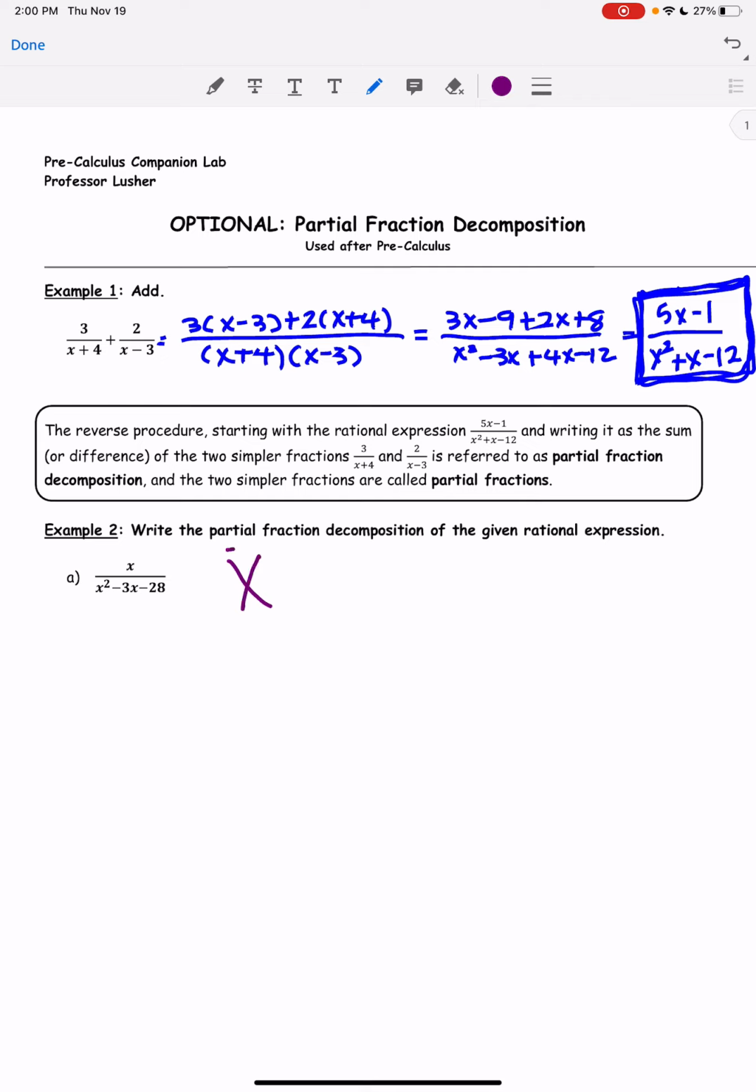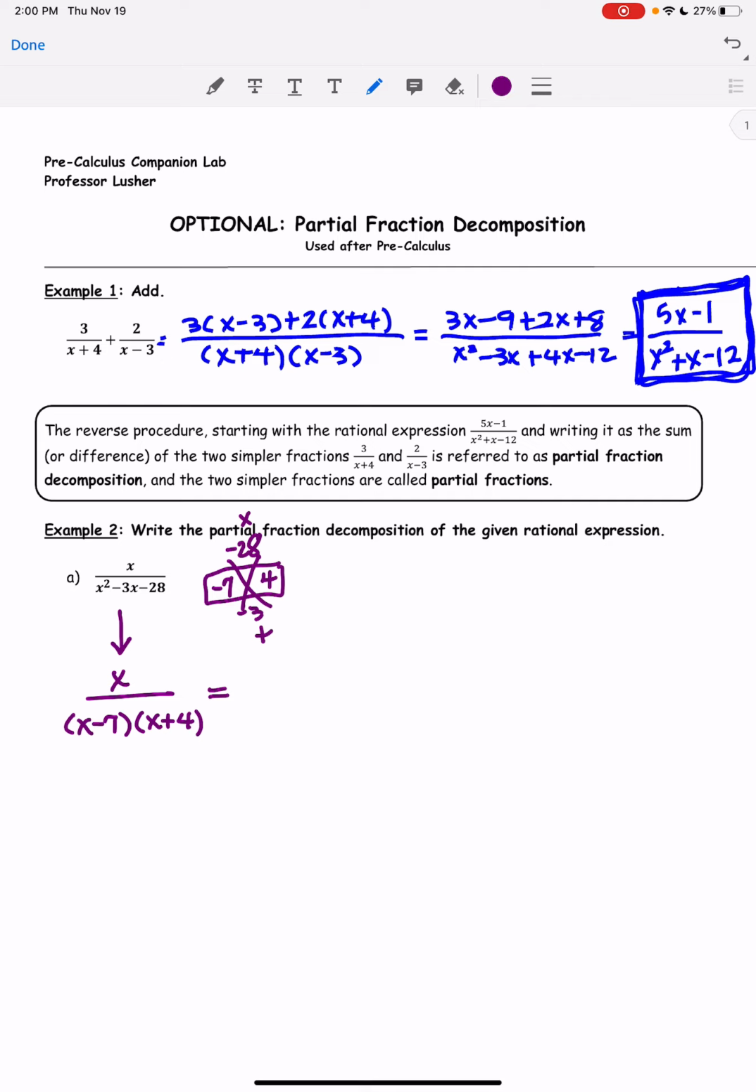So my a times c is negative 28. My b term is negative 3. What adds up to negative 3 and multiplies to negative 28? And that's going to be negative 7 and 4. So this can be rewritten as x over x minus 7 and x plus 4.